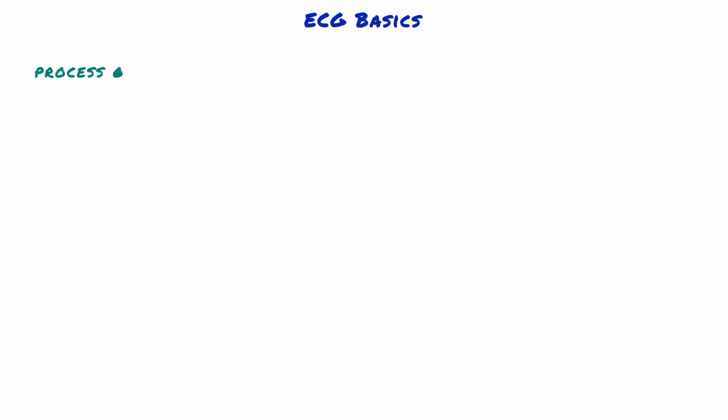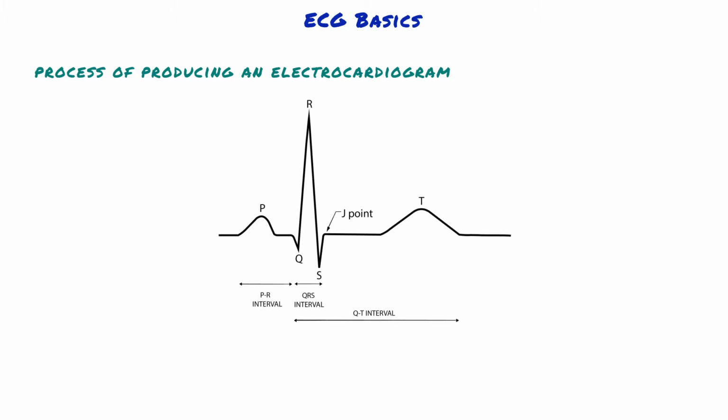Electrocardiography is the process of producing an electrocardiogram. It is a graph of voltage versus time of the electrical activity of the heart using electrodes placed on the skin. The normal electrocardiogram is composed of a P wave, a QRS complex, and a T wave.